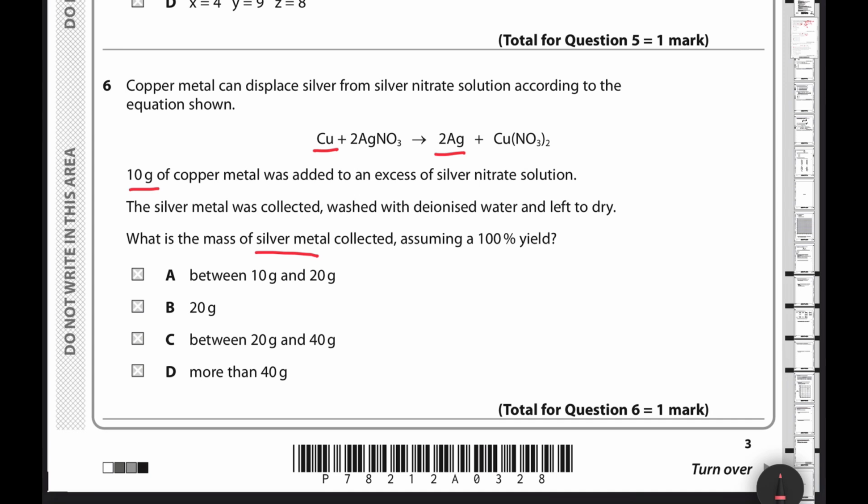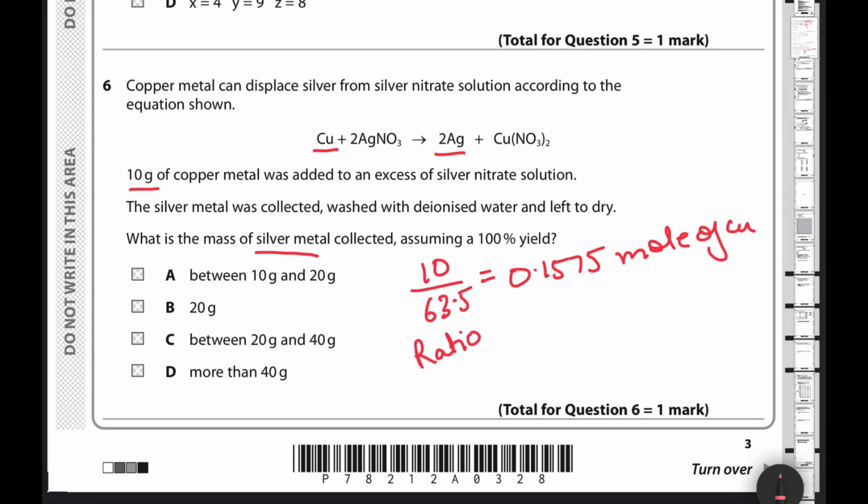Okay, so first you have to find the number of moles. So copper is 10 upon the Mr of copper, which is 63.5. You solve it, you get 0.1575 moles of copper. Then you go for the ratio. Ratio of copper to silver is 1:2. So you multiply this, 0.1575 times 2, you get 0.315. This is the moles of silver.